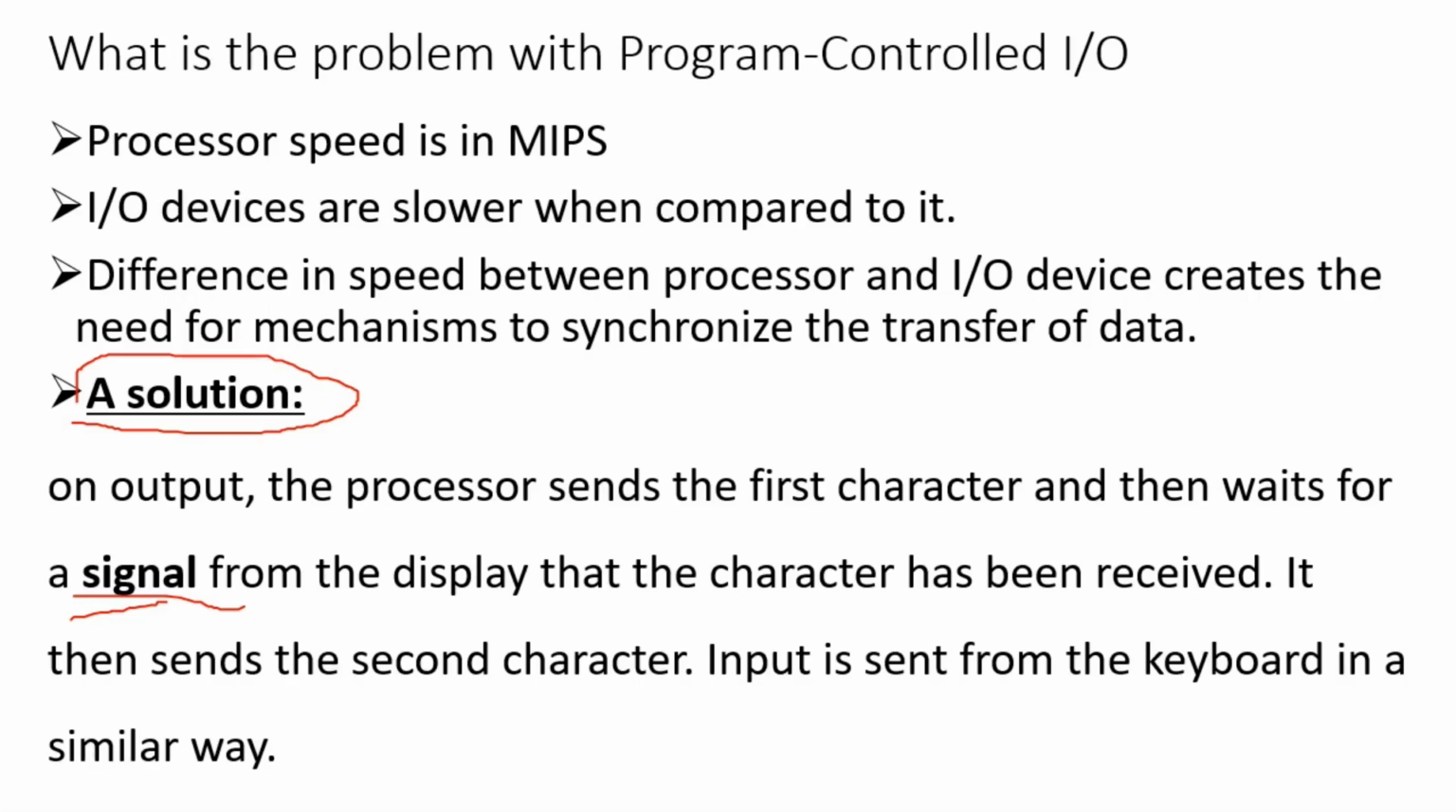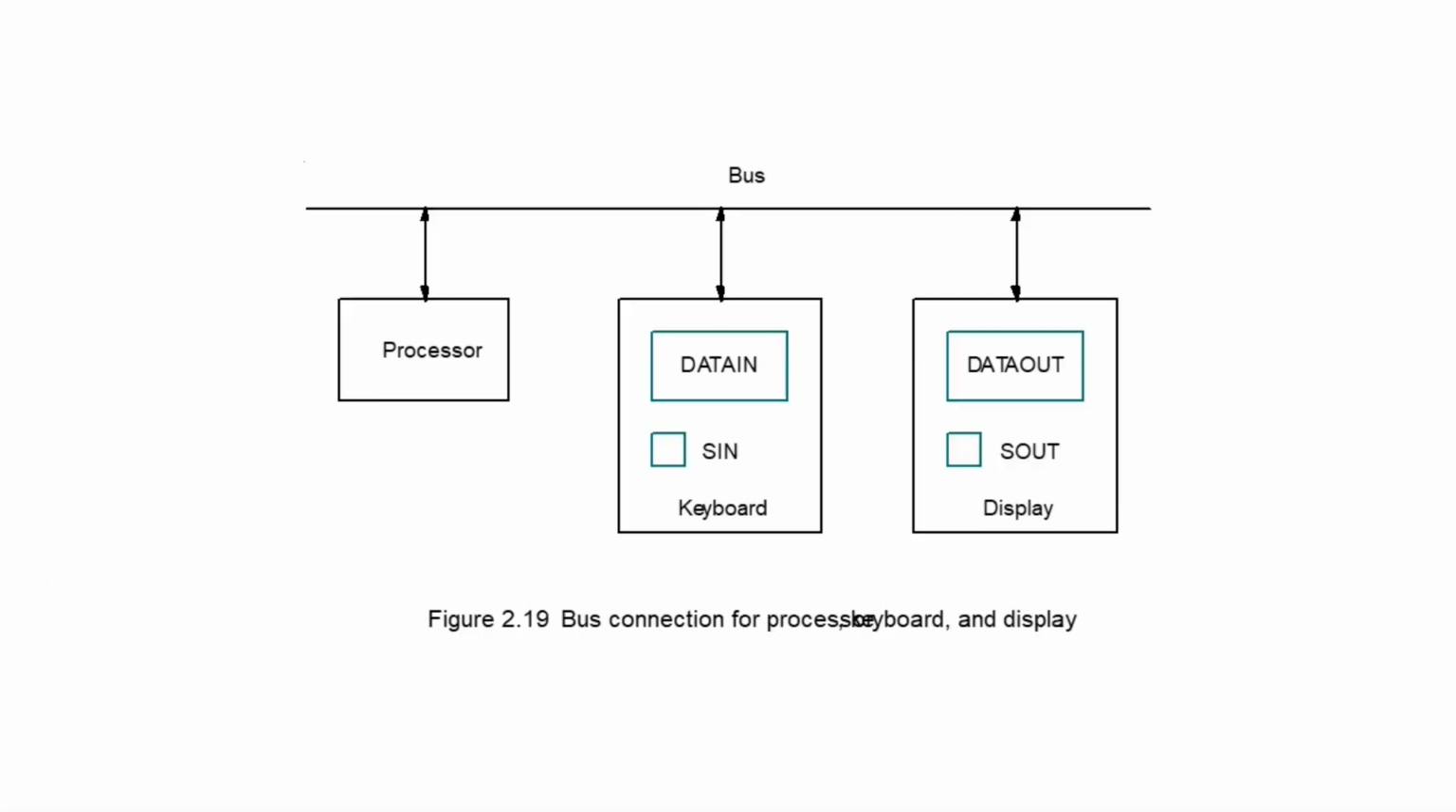Let us see how exactly this solution works practically. The solution we discussed in the previous slide is shown diagrammatically here. You can see there is a processor which is connected to an input device, the keyboard, and one more output device, the display. And as discussed in the solution, the keyboard has a signal called SIN and the display has a signal called SOUT. That means the status of the input and the status of the output device.